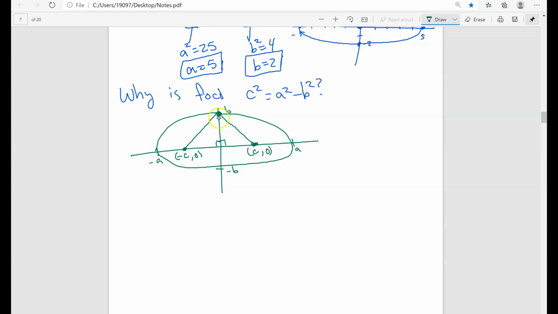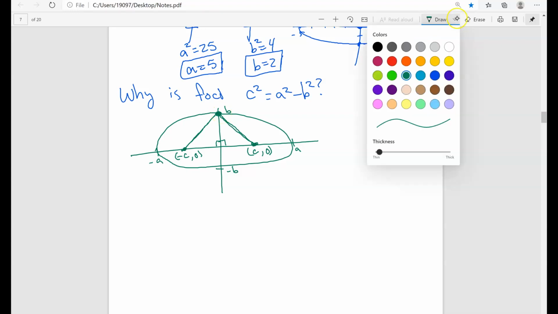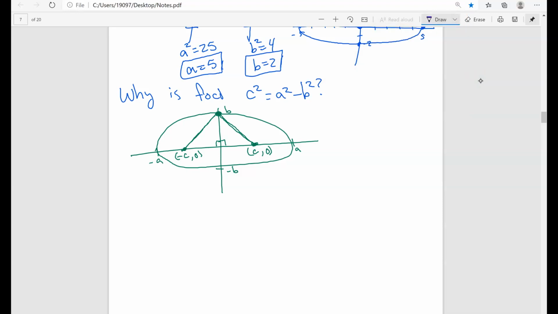So notice that the sum of these two distances should equal a particular constant if this is really an ellipse. That's just by the definition. So what we're going to do first is figure out, okay, well, what actually is this constant? If when I take the sum of the two distances, I get a constant, what is that constant?